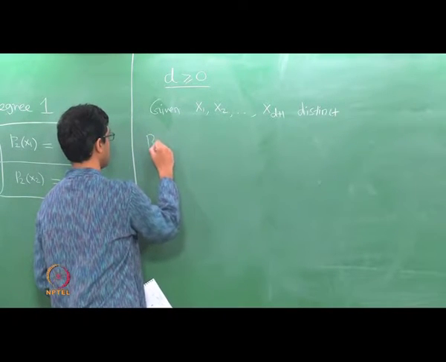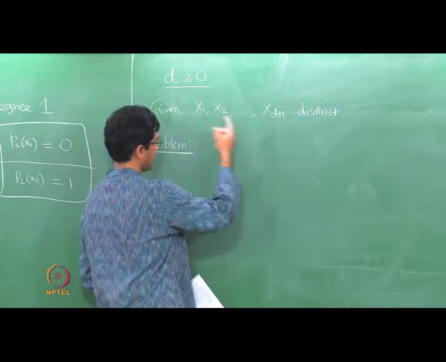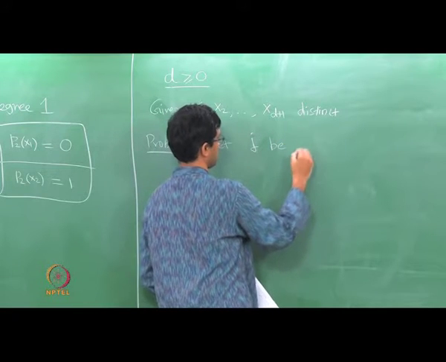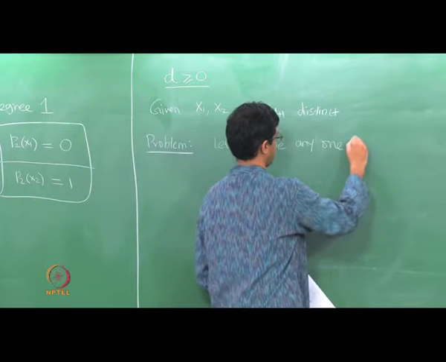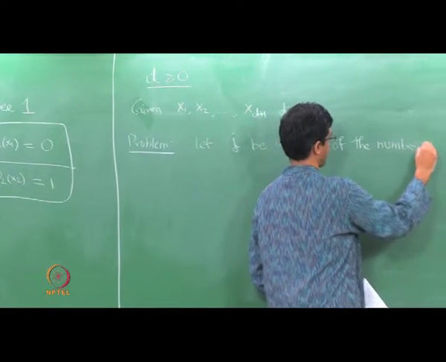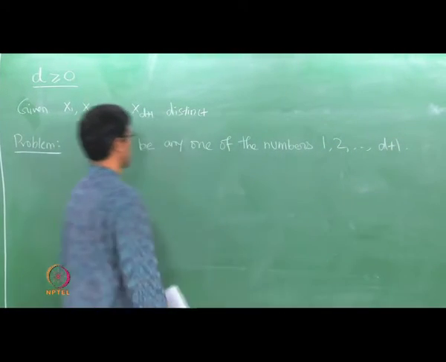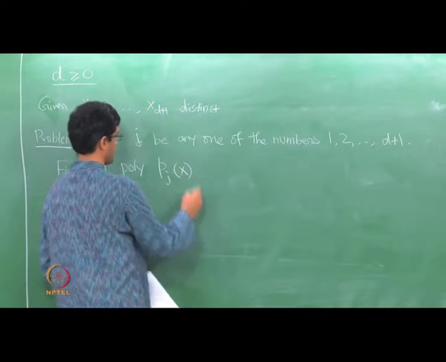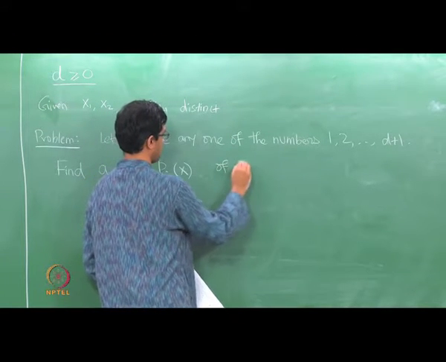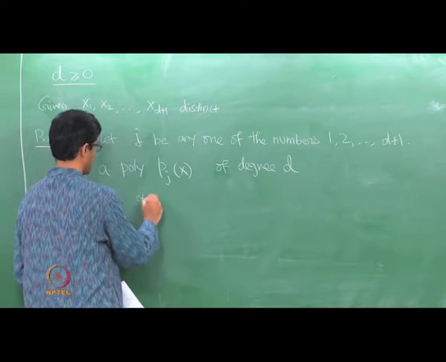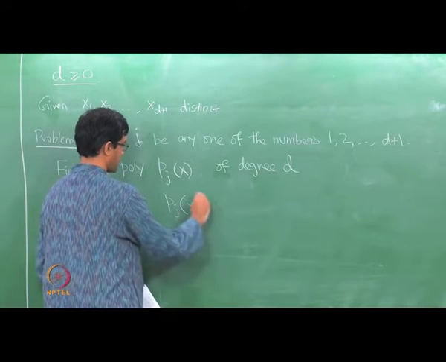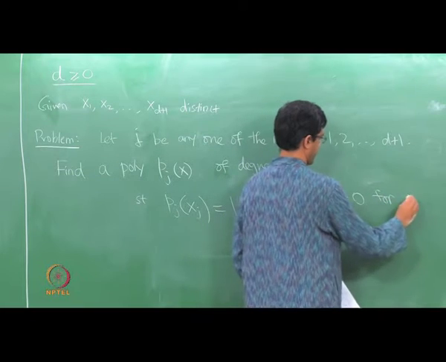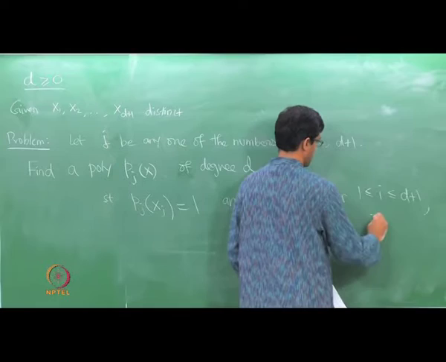Okay, so here is a problem. You take any one of these as j, let it be any one of these numbers, fix any one of them, and let us find a polynomial called Pj of degree d such that Pj is 1 on xj and 0 on all the other xi, for all i between 1 and d plus 1 except for j.